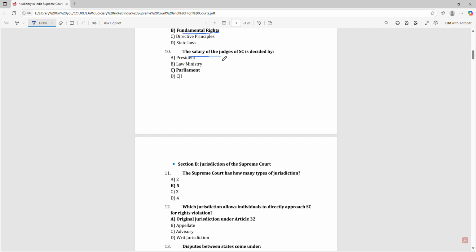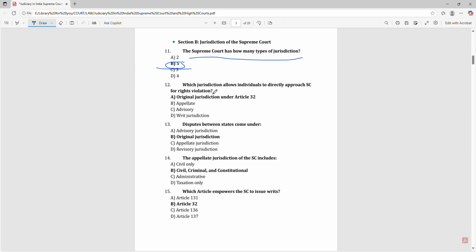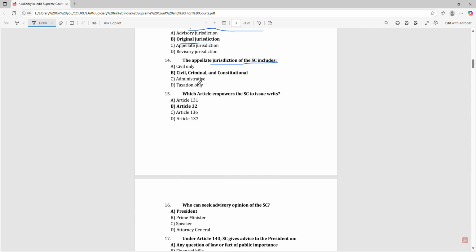The salary of the judges of the SC is decided by the Parliament. The Supreme Court has how many types of jurisdiction? 5. Each jurisdiction allows an individual to directly approach the Supreme Court for rights violation. Original jurisdiction under Article 32. Disputes between states come under original jurisdiction. The appellate jurisdiction of the Supreme Court includes civil, criminal and constitutional.